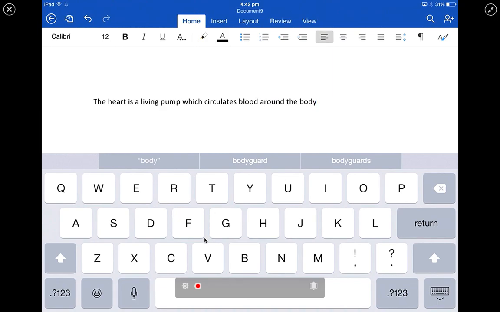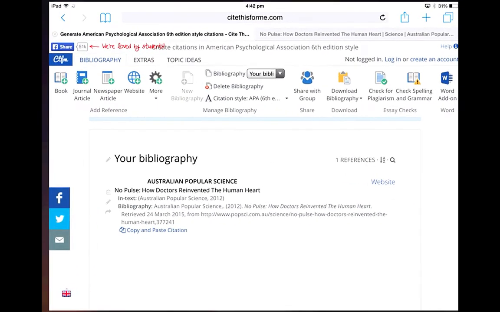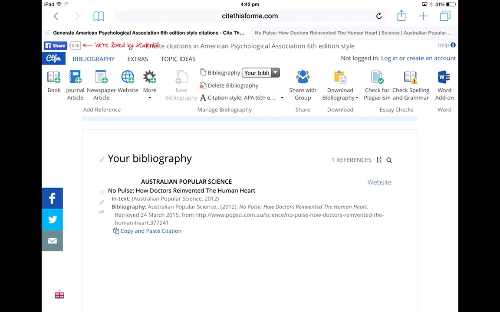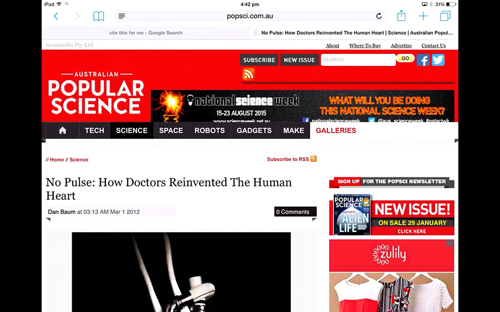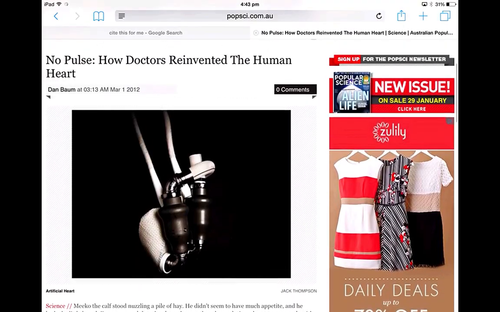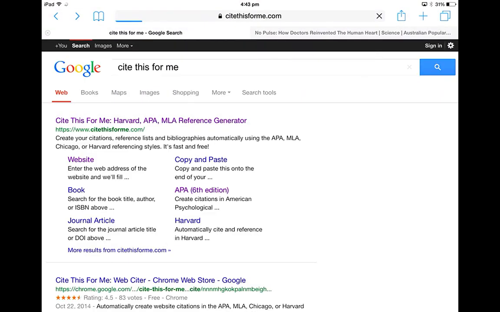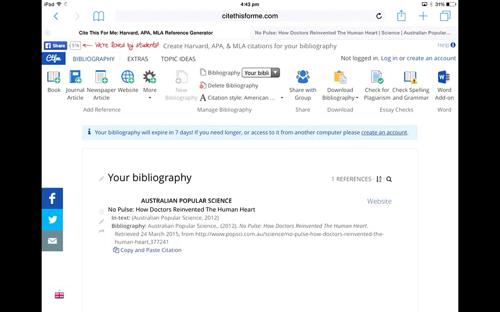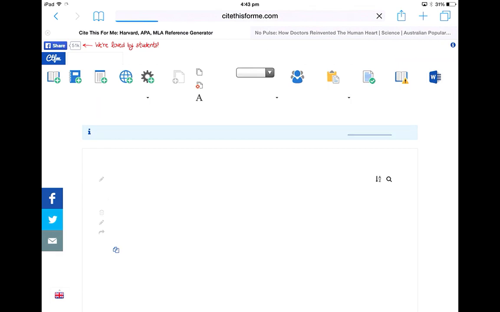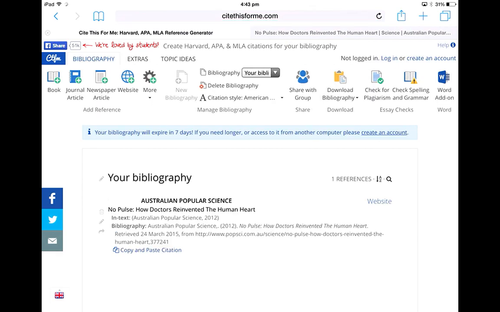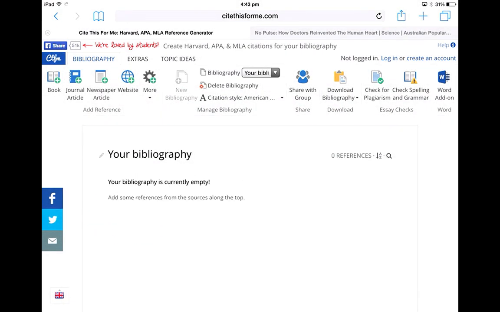So you open up Safari, and you've got the document up there, you go to Cite This For Me. Click on Cite This For Me. There's lots of generators. I find this one's really, really good. I want to refresh that page. I've just tested it before, and I might get rid of that reference. Okay, so you can see it fresh. Delete. Yes. So we're fresh. I've got nothing.